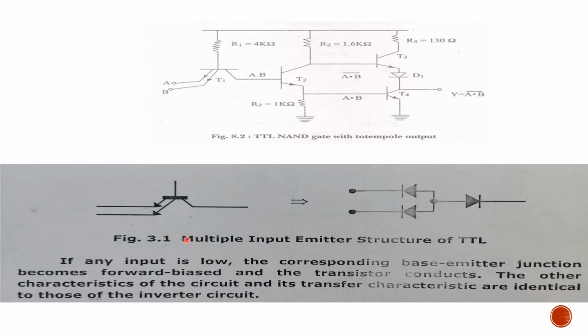This gives the concept of the multi-emitter input transistor. If any input is low, you can see that the two inputs A and B are applied to the two emitters of the transistor. If any input is low, the corresponding base emitter junction becomes forward biased and the transistor conducts.